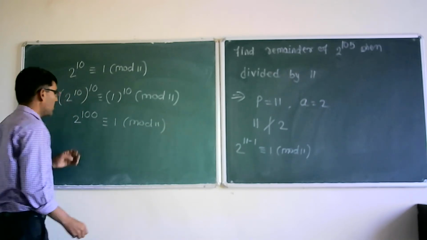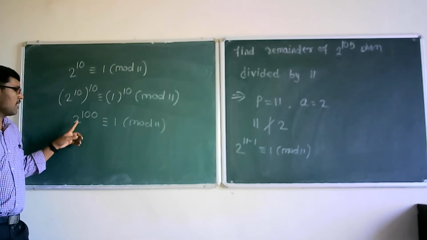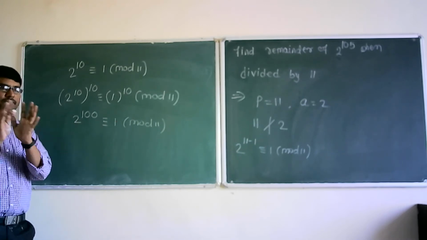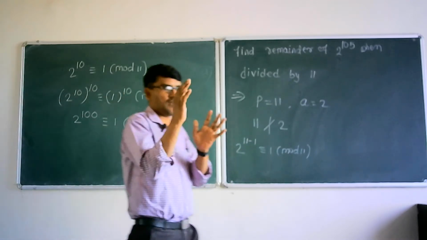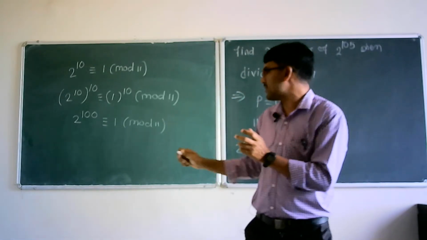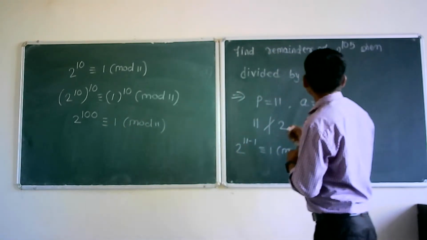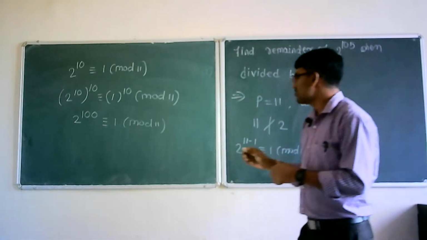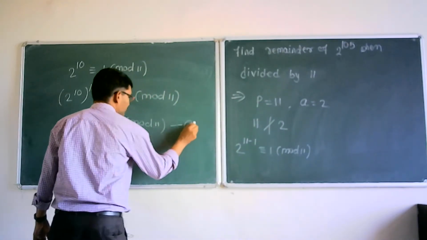सो आता पण आपण आलोय 2 raised to 100 ला. आपल्याला माहिती आहे की 2 raised to 100 हा जो काही नंबर असेल त्या नंबरला जर मी 11 ने डिवाइड केलं तर रिमेंडर माझा काय असणार आहे? 1. मला कुठपर्यंत जायचंय? 2 raised to 105. So say this is equation number 1.